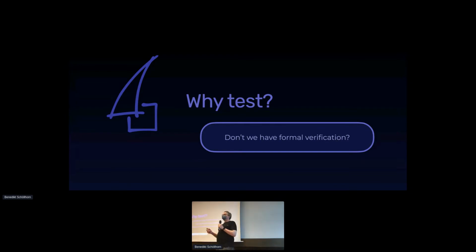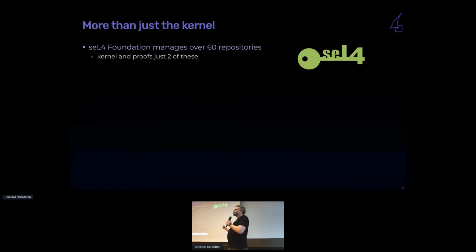So we do have formal verification. Point one is, as June said, the formal verification has assumptions, and we want to test those assumptions. So that is number one. Number two is, it's not just the kernel. The foundation manages over 60 repositories. In my abstract, I had 55. I just looked. I guess the difference of 5 is archived repositories. So about 55 are active. And the kernel and the proofs are just 2 repositories of those.